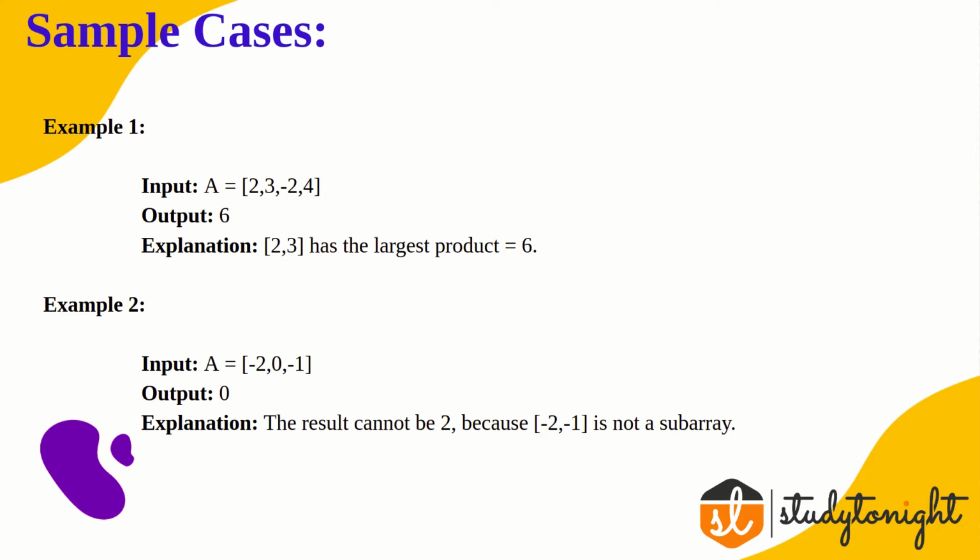So let's discuss some simple logic to proceed with this problem. First of all, what we can do is check all the subarrays. We can check the subarrays of size 1, which is 2, 3, minus 2, 4.